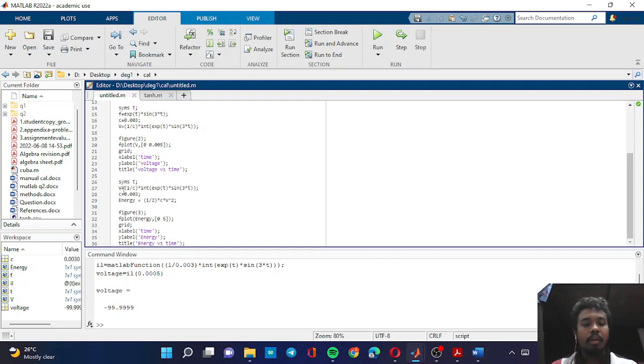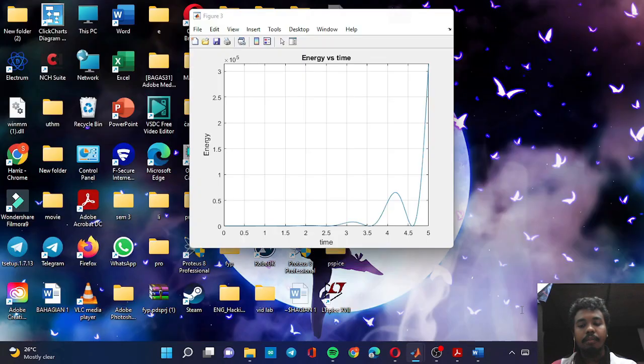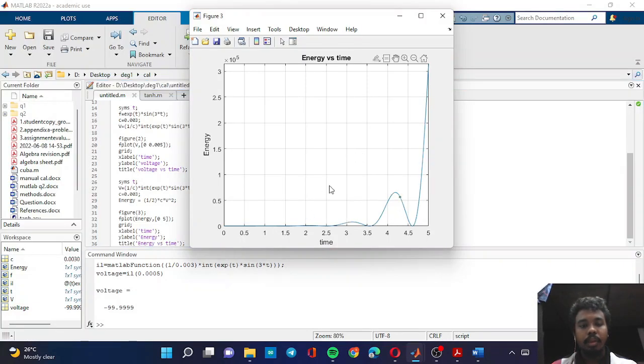I put again the coding of voltage and the value of the capacitor, and the formula for energy is 1 over 2 times C times V to the power of 2. So this is the coding for the energy formula, and fplot is to plot a graph, and the title is energy versus time. Then I press run, and it will show you a graph, this one. You can see the energy is 3 times 10 to the 5, at time 5.